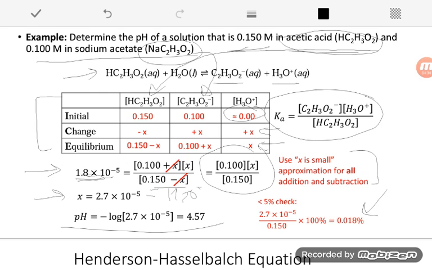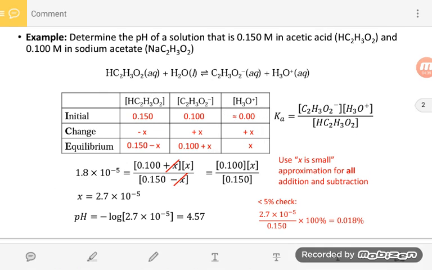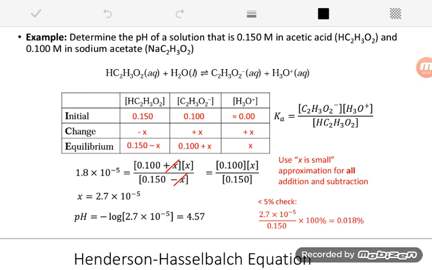and life would be really simple that way. However, we can also take a little shortcut if we make some important observations. So we made the x is small approximation here, and when we do that, we see that basically when we plug these numbers into the Ka expression, we assumed that the initial concentration, 0.150, of the acetic acid didn't change, and we saw that the initial concentration of the acetate ion didn't change, again because x is small. So it kind of makes us think, what's the point of doing this ICE table?